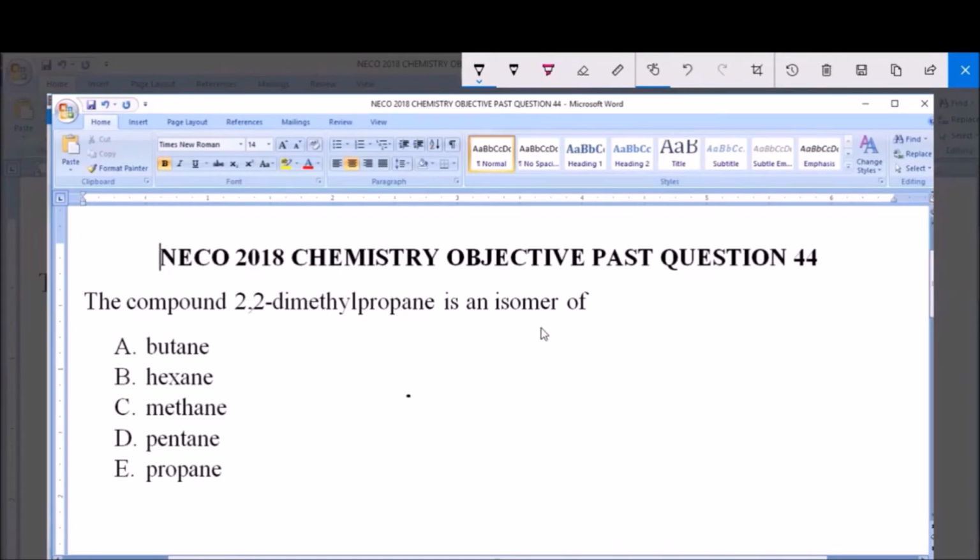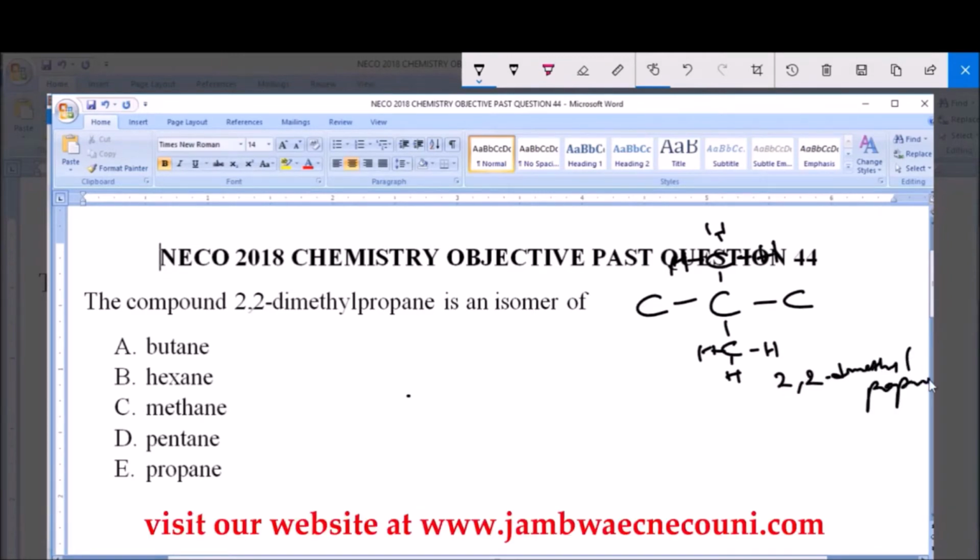Now 2,2-dimethylpropane is given as this: C, C, C. This is the carbon. Since it's propane, it's a single bond. Then since the methyl group is attached to the second carbon atom, that is 2-methyl group, that is dimethyl, is attached to the second carbon atom. This is the second carbon atom. So we have one methyl group here, one methyl group, and another methyl group here. This is another methyl group. Now this is the 2,2-dimethylpropane.